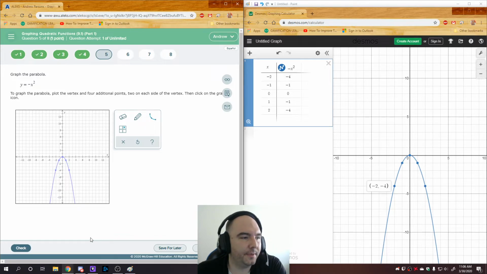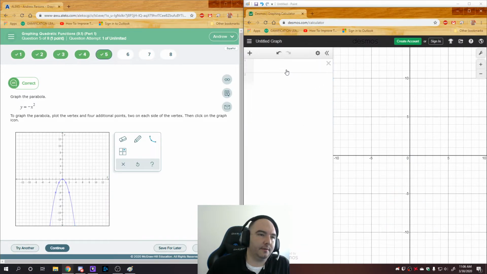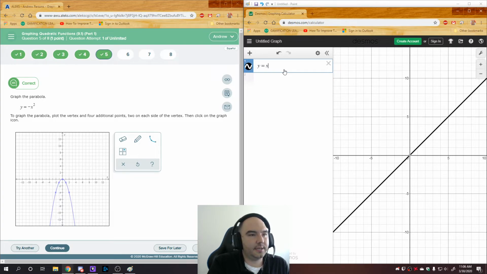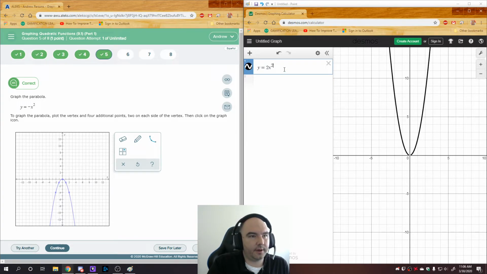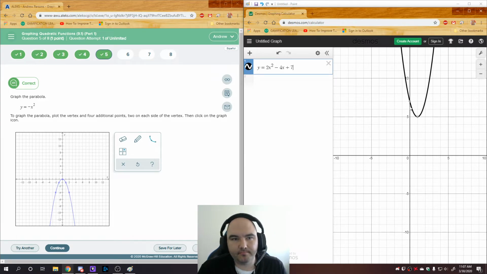It's questionable. I'm going to hit check here just so you can confirm that that's right. I do want to show you something that's only true for this assignment, but won't be true for every assignment or everything in the future. Let's say I had y equals 2x squared minus 4x plus 7. Okay, there's a vertex at 1, 5, right?